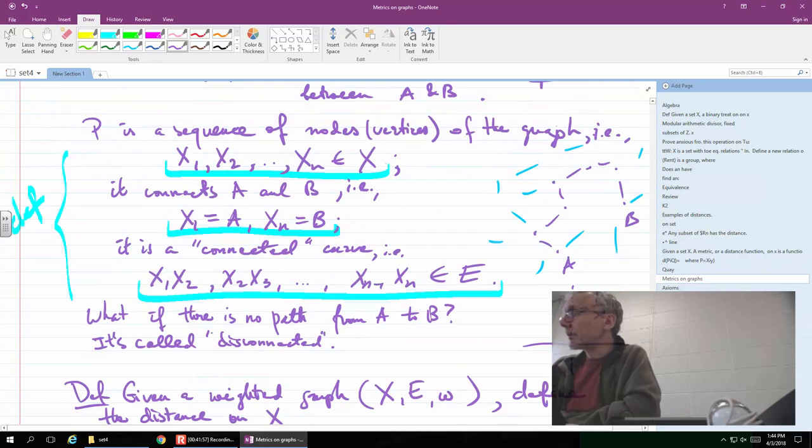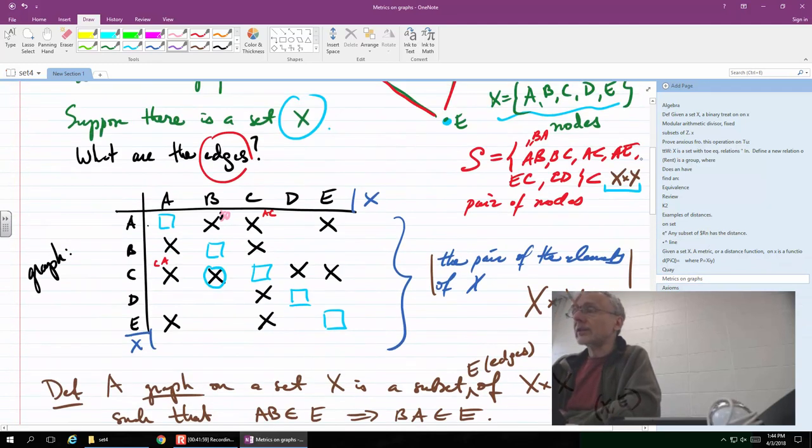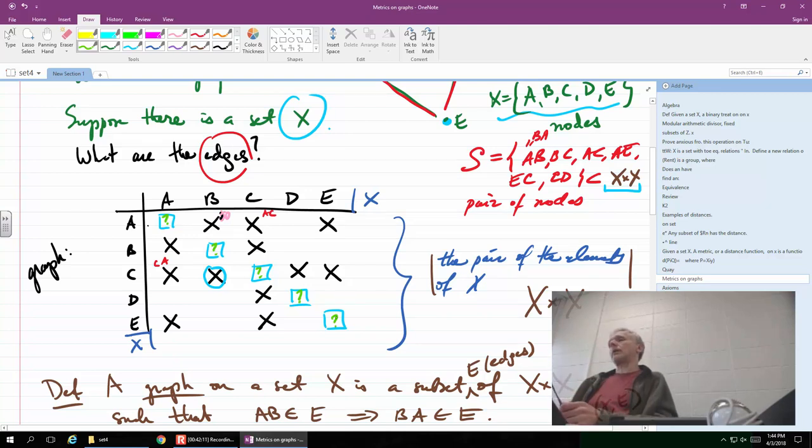The graph that I built here, remember, this is the table. See the diagonal? The question was, do we put anything there? It seemed like we don't need to, but in order for us to build the metric space, we have every node to be connected to itself.